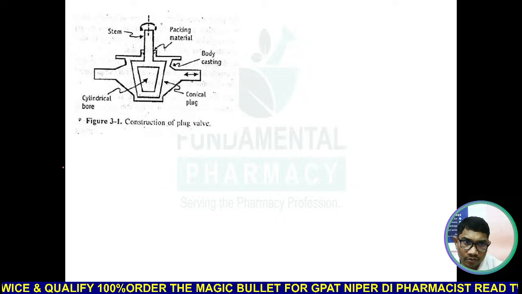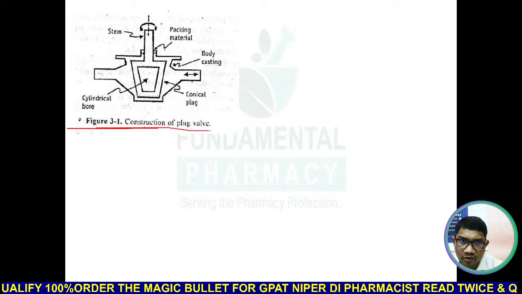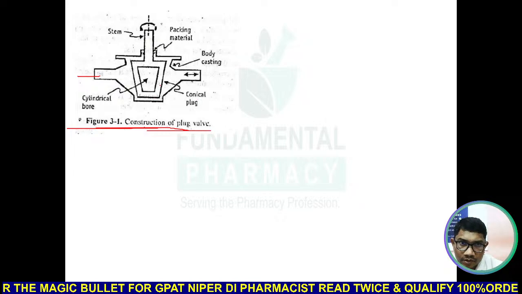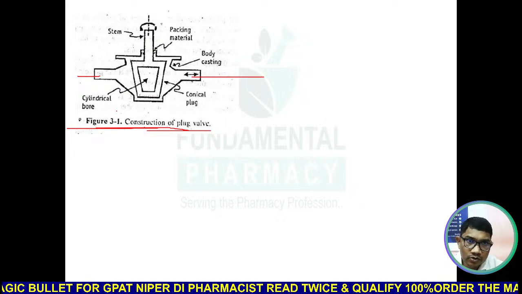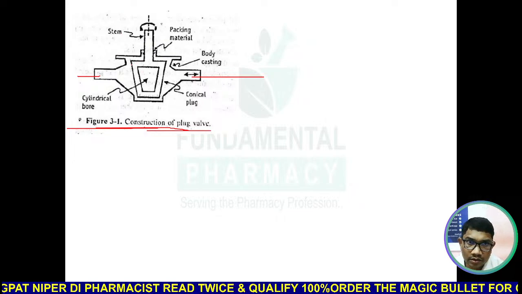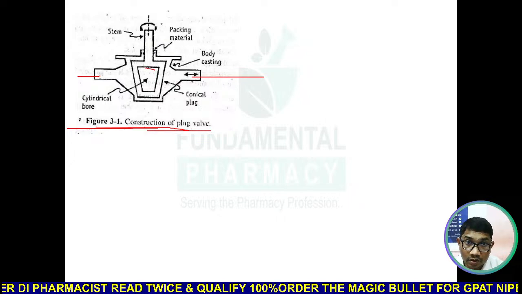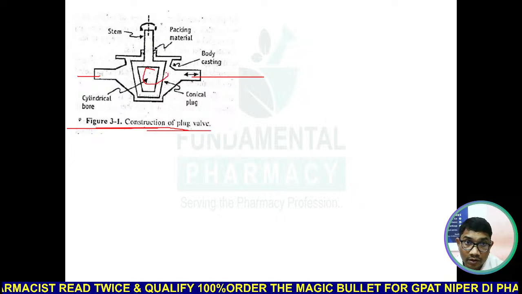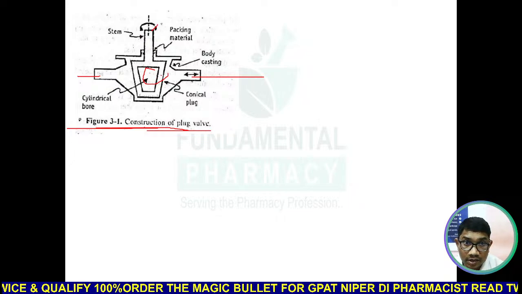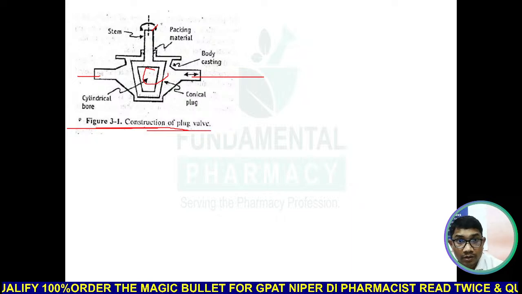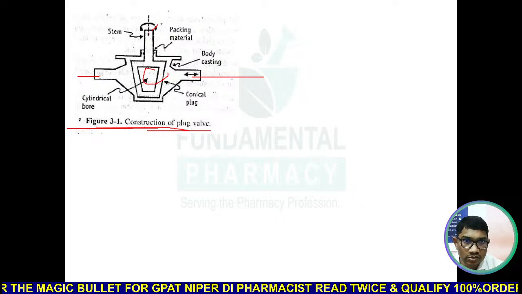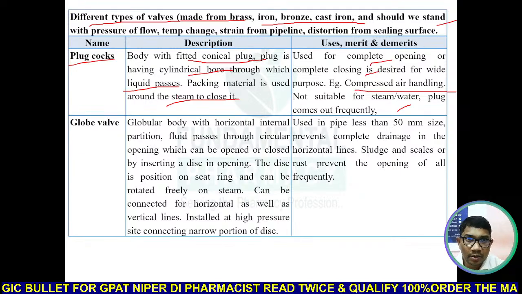Plug cock valve, construction of plug valve. Here you have the pipe, this is the pipeline, right. So what is the valve? Here is a cylindrical bore, a cylindrical cock. When you turn this valve, when this cylindrical bore aligns with the flow, then the valve will open, and when you turn it again, it will close like this. So that is a plug cock valve.